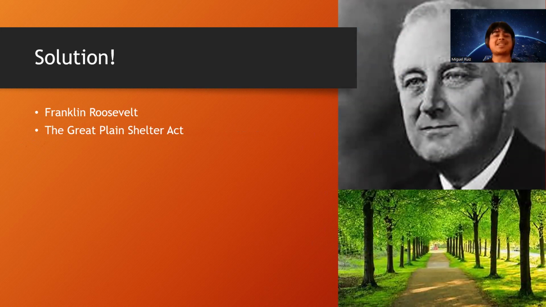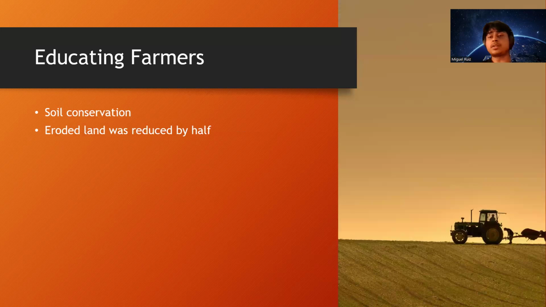Some of the solutions were that the Great Plains Shelterbelt Act was pushed. Pretty much this act was imposed by Franklin Roosevelt when he became president. It got people to plant 200 million trees from Texas all the way to Canada. Another thing that helped was educating farmers. They got better at soil conservation, and with this it actually reduced eroded land by half.